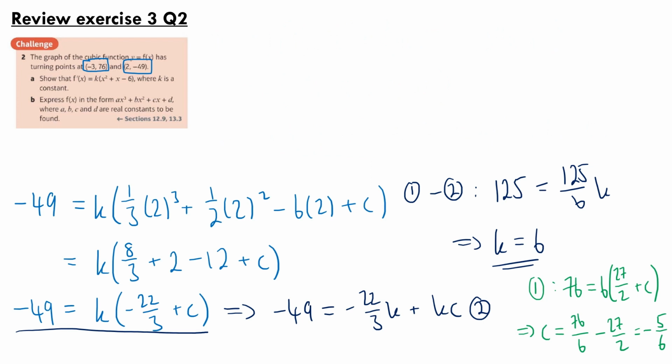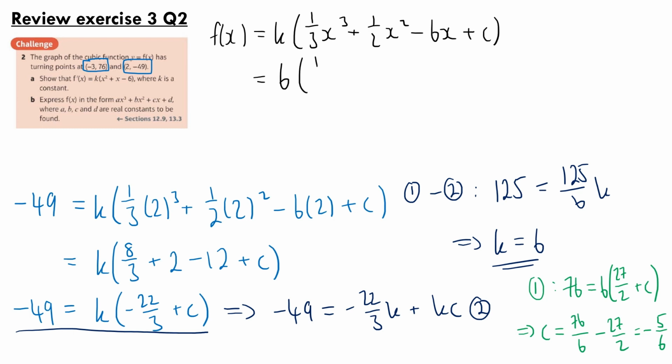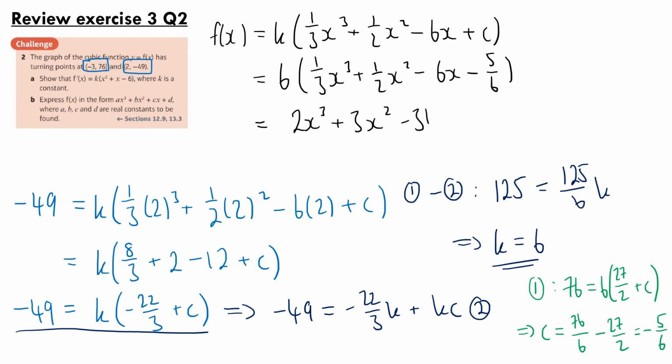So remembering from earlier, we had f of x is equal to k lots of 1/3 x cubed plus a half x squared minus 6x plus c. Then, using our values of k and c, f of x is equal to 6 lots of 1/3 x cubed plus a half x squared minus 6x minus 5/6. And multiplying through by the 6, we have 2x cubed plus 3x squared minus 36x minus 5. And that's in the form that they require.